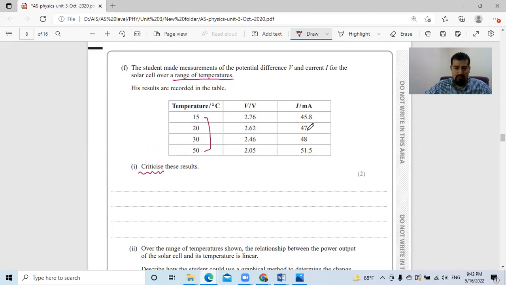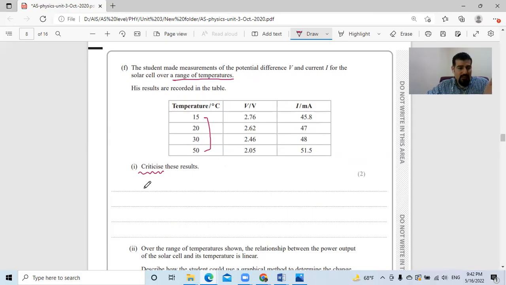For the readings here, and the same thing here. The temperature here, we can say that it's 20, not 21, not 20.5. So we are not sure. Maybe this is one significant figure. So all these are things that this student did wrong.